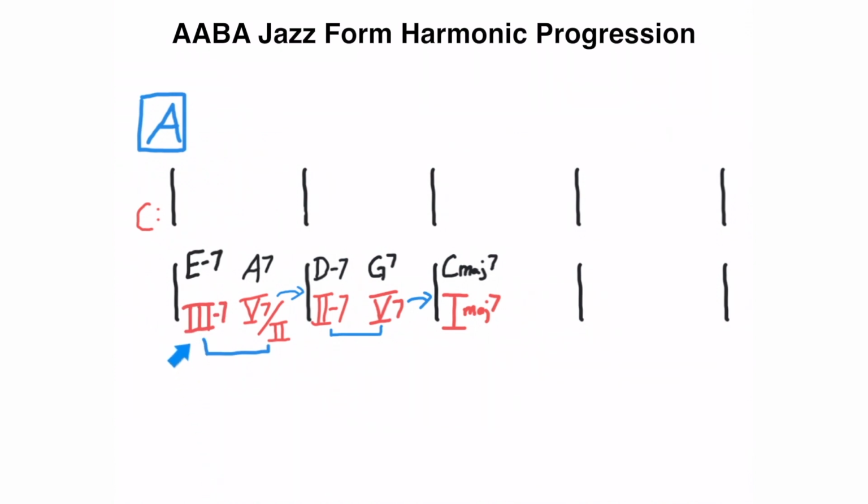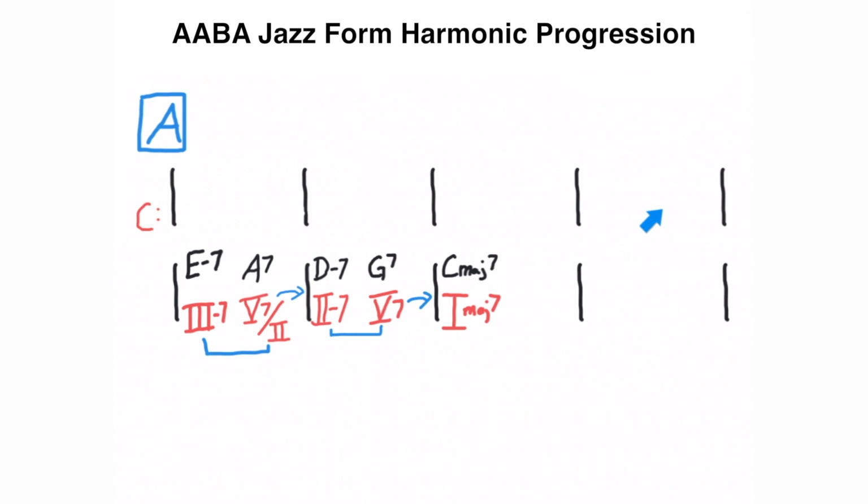Notice that I analyzed this chord in 2 different ways. I analyzed it with the Roman numeral as a 3 minor 7 because that's what it is in the key of C major. But I also included the bracket to show that it is the related 2 chord with A7. Now let's continue to backtrack from here.